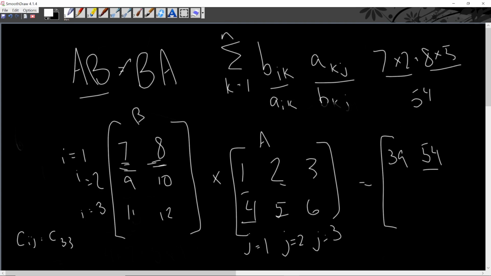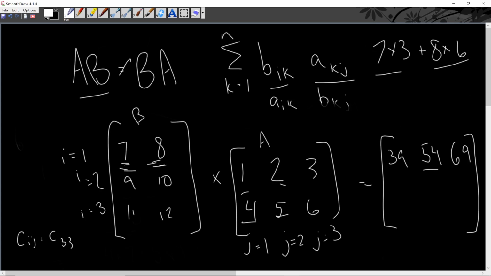And then let's do our last term in the I equals 1 row. That's going to be the ith row 1 and the jth column 3. So that's going to be 7 times 3 and 8 times 6. I'm hoping that you can start to see this pattern that we're going to have to do for all of these. 7 times 3 and 8 times 6 is 21 plus 48, 69, and then that's it. We can't go any further than j equals 3 because matrix A only has 3 columns. The maximum value of j is going to be 3.